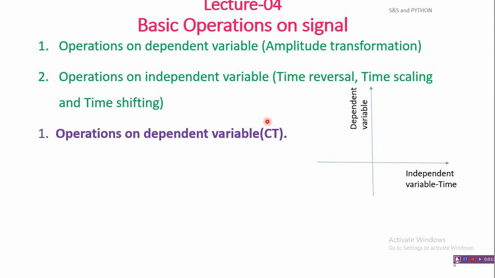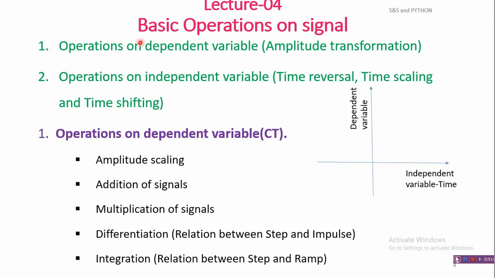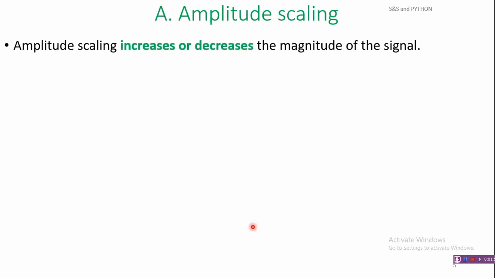Let us take the first case of amplitude transformation. They are amplitude scaling, addition of signals, multiplication of two or more signals, and in addition a relation between the step and impulse as differentiation, and step and ramp as integration is also studied. Let us take the first case of amplitude scaling. Amplitude scaling either increases or decreases the magnitude of the signal.